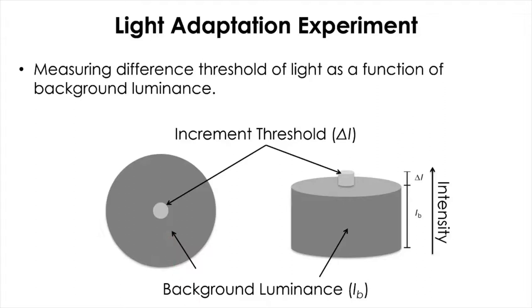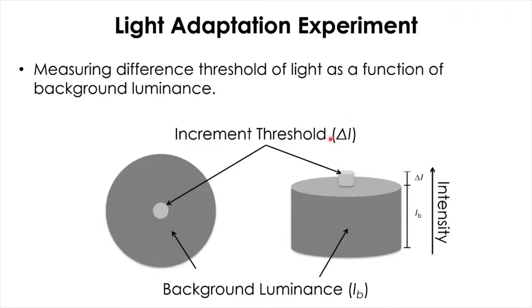Once they are dark adapted, the luminance of the center will gradually increase until the observer sees the spot, which is basically measuring the difference threshold, or just noticeable difference, JND. Once this increment threshold is measured for the given background luminance, the luminance of the background increases slightly. Now we measure this difference threshold again and repeat the same steps over a wide range of background intensity.